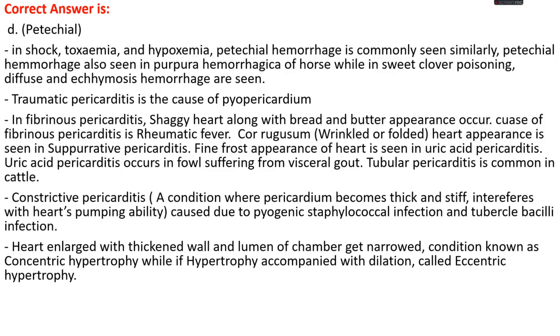It's mainly caused due to pyogenic staphylococcal infections and tubercular bacillary infections. Okay, when the heart enlarges with thickened wall and the lumen of the chamber gets narrow, this condition is known as concentric hypertrophy. While if hypertrophy is accompanied with dilation, that is known as eccentric hypertrophy.